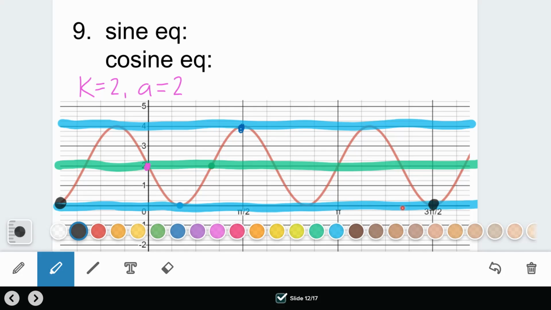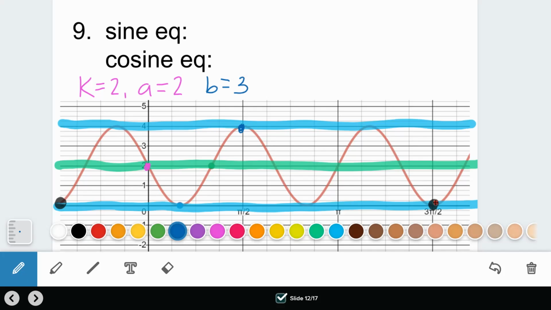So within 2 pi distance, I have, let me see, 1 complete cosine, 2 complete cosines, 3 complete cosines. That's actually going to be my b, because my b is how many complete cycles I have within 2 pi distance. So I have 1 cosine, 2 cosines, 3 cosines within that 2 pi distance. So my b is going to be 3.